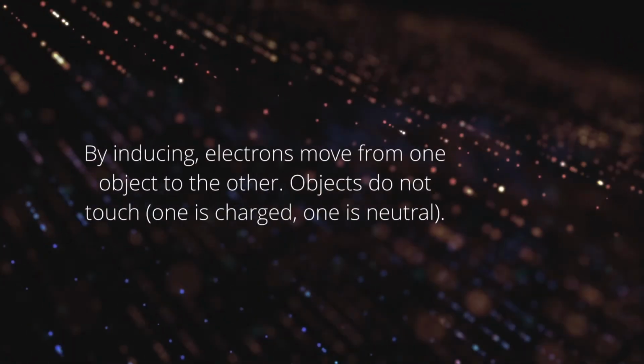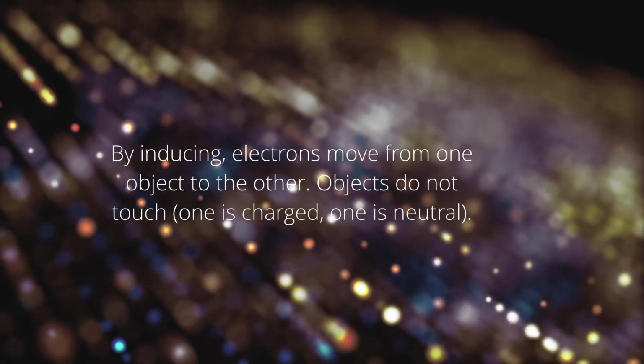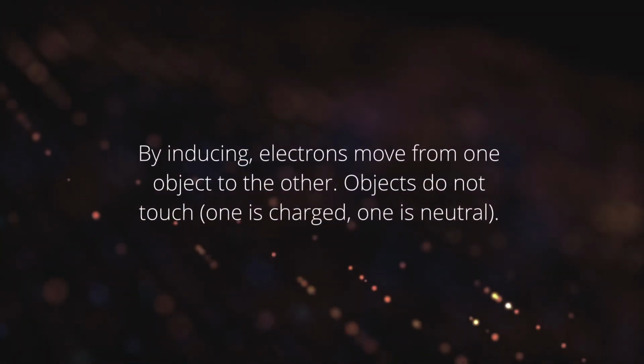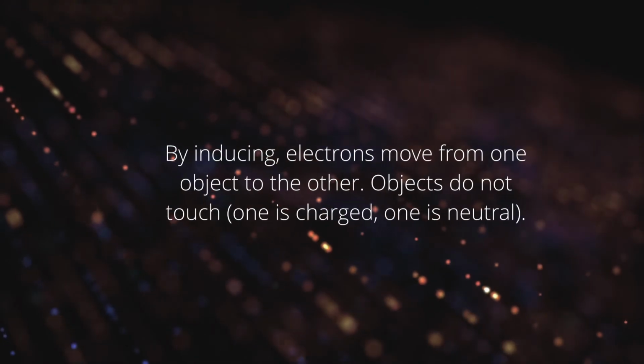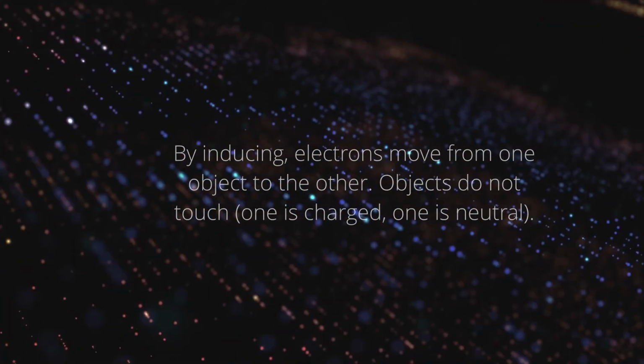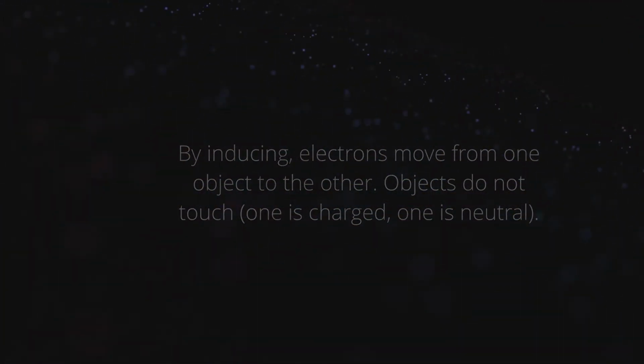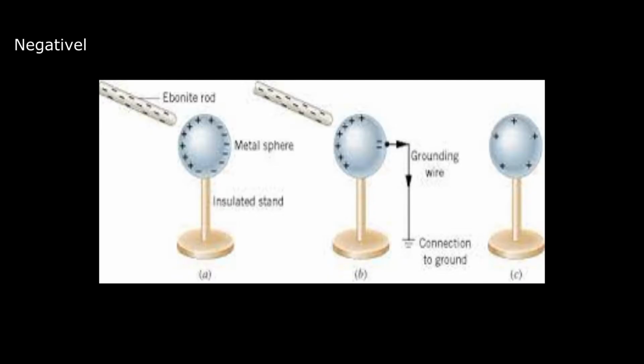Now, finally, coming to induction. By inducing, electrons move from one object to another. In this case also, one object is charged and the other one is neutral. However, they do not touch. Imagine you bring a negatively charged body near a neutral object. Make sure that they're not in contact.